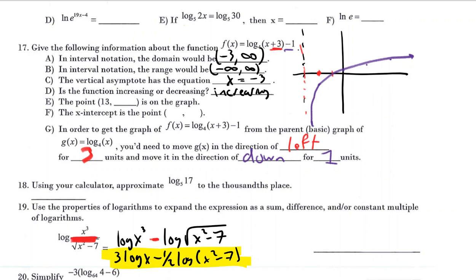The point x equals 13 has a y value of what? Well, my graph doesn't help me with that, but that's okay because I've got the function. If I plug in 13 for x, this would be 16, and log base 4 of 16 would be 2, minus 1 would be 1. So it has to go all the way out to 13. You can see how quickly that graph flattens out. It does keep growing, it does keep going up, but just very slowly.